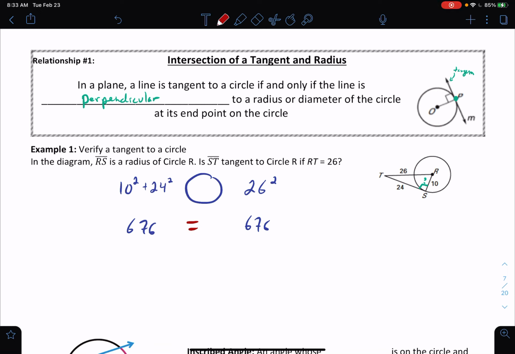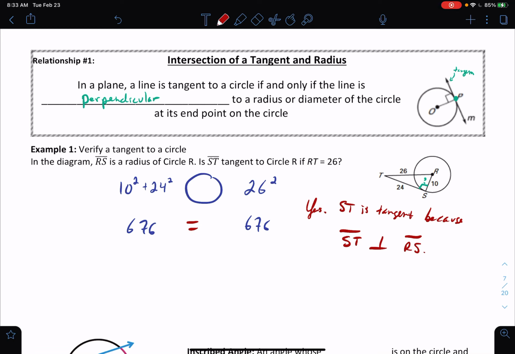So is ST tangent to circle R? Yes, ST is tangent because ST is perpendicular to RS. Okay, so that's the first relationship.